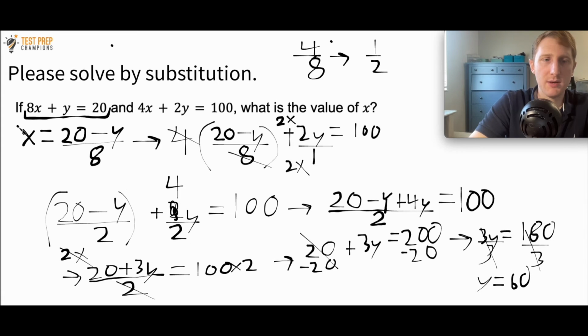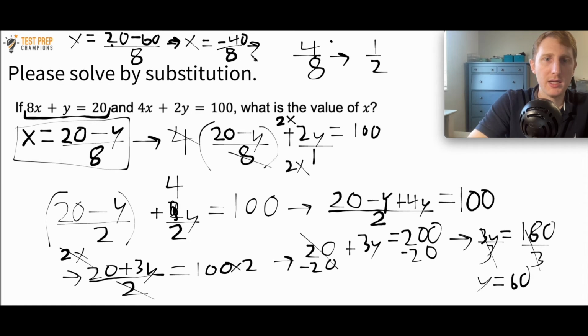The last step is I want to come back up here into this equation, this x equals 20 minus y over 8. And I want to take this 60 and plug it in here for y. So let me show you what I'd get if I do that. So I see x equals 20 minus 60 divided by 8. So what is 20 minus 60? 20 minus 60 is negative 40. So I have x equals negative 40 over 8. And if I do negative 40 divided by 8, I get negative 5. So when all is said and done, I can find that the answer is x equals negative 5, all right?